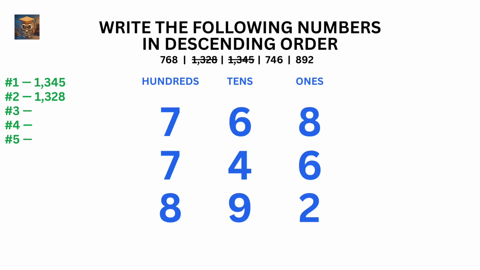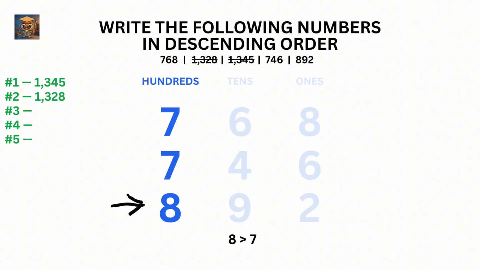Now let's move down to the three-digit numbers: 768, 746, and 892. Same process, compare digit by digit from the left. Starting from the hundreds place, 892 has an 8, and the other two have a 7. Since 8 is greater than 7, 892 is the largest of the three. So 892 goes in spot number 3.